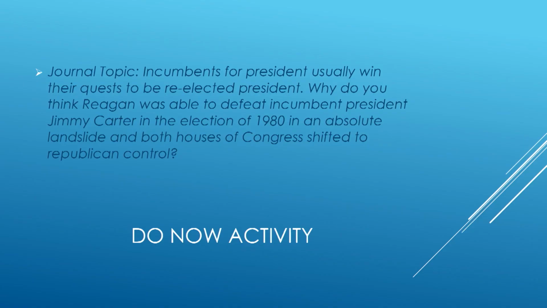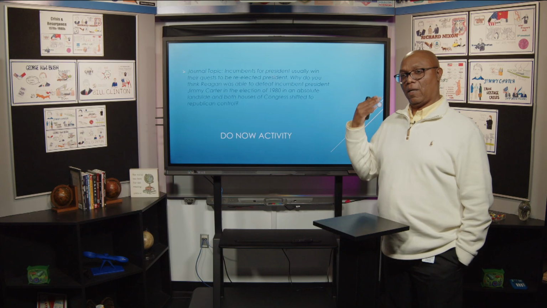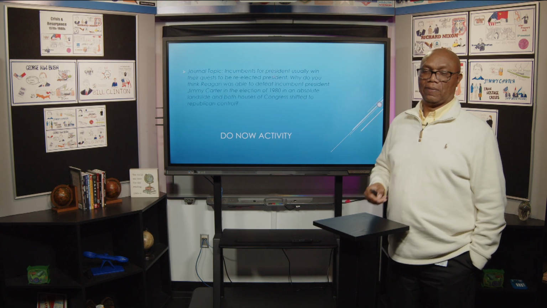Journal topic, take out your journals, write down the following question and topic, and we'll come back on the other side and see what you think. But what you should see is incumbents for president usually win their quest to be reelected president. Why do you think Reagan was able to defeat the incumbent president, Jimmy Carter, in the election of 1980 in an absolute landslide? And both houses of Congress shifted to Republican control. And as we said, take a few moments, and we'll see you on the other side, and we'll discuss.